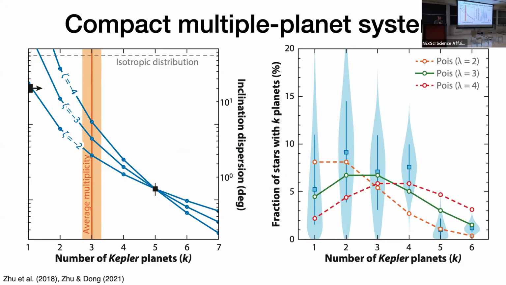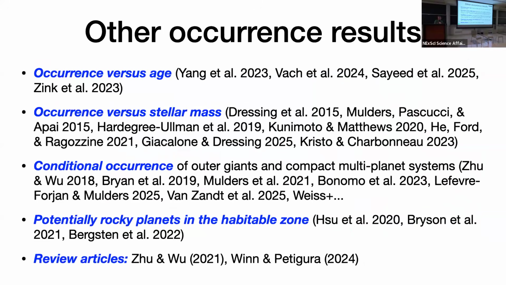Okay, moving along again. I will just end by showing you this slide, which you'll have in the slide deck for reference, to point out that there have been a lot of other studies that I simply haven't had the time to address, to look at occurrence versus age versus stellar mass, to look at the conditional occurrence of whether the presence of an outer giant affects the probability of having a compact multi-planet system.